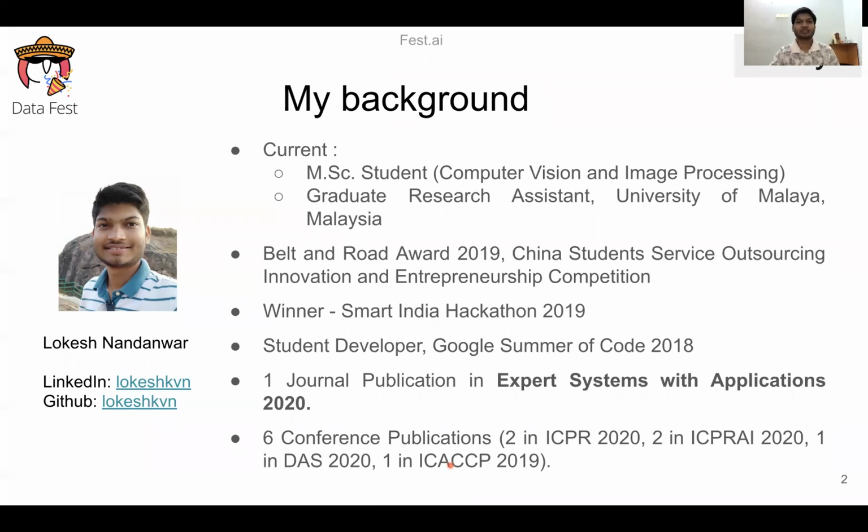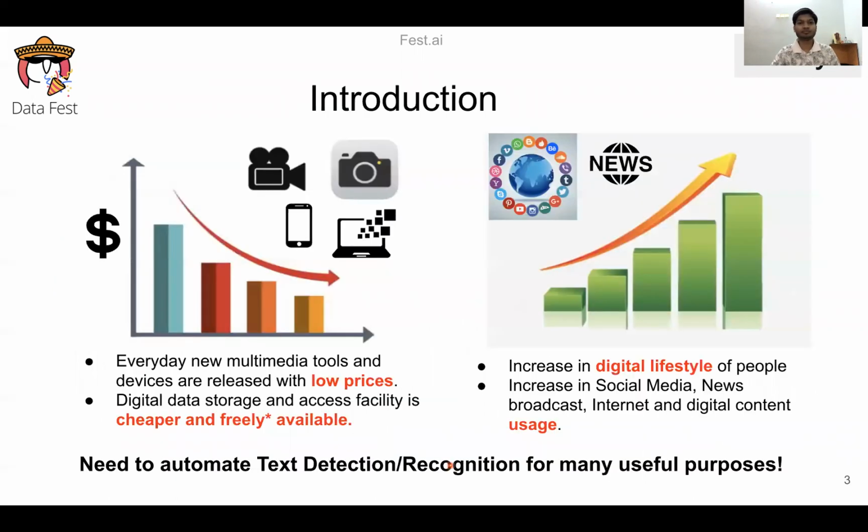I have been actively participating in competitions and hackathons from my graduate days, and I have won the Belt and Road Award 2019 from China. I have also won, along with my team, Smart India Hackathon 2019. I was a part of Google Summer of Code 2018 as a student developer. Till now, I have published one journal publication in Expert Systems with Applications and six conference publications in recent times. I have got two publications in ICPR 2020.